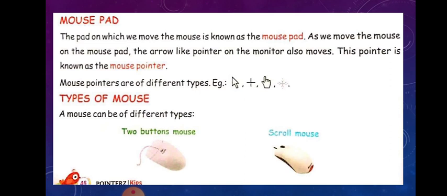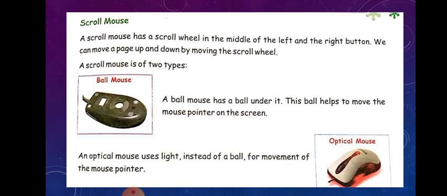There are different types of mouse. For example, two buttons mouse and scroll mouse, which we often see or are given in your book also. It is displayed here on the screen too. So scroll mouse has a scroll wheel in the middle of the left and the right button, and by moving it we can move page up and page down.